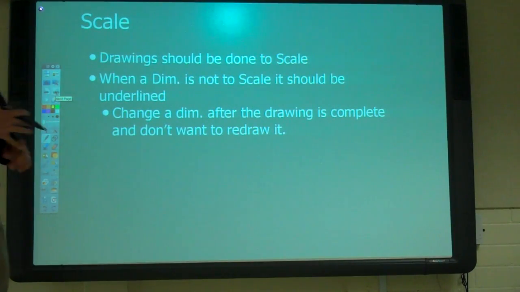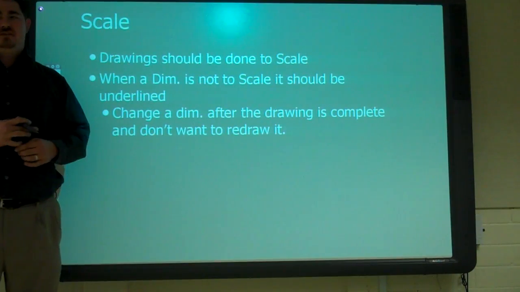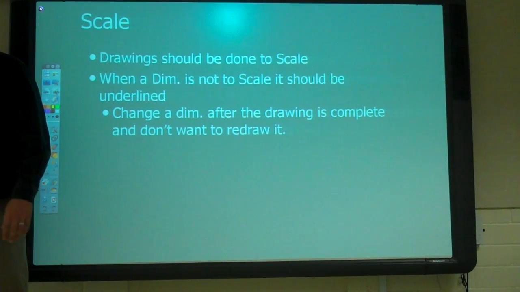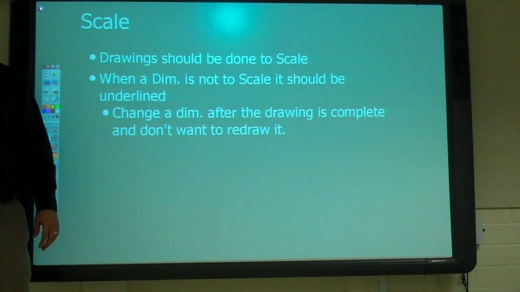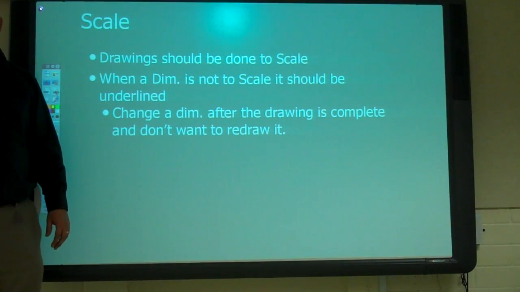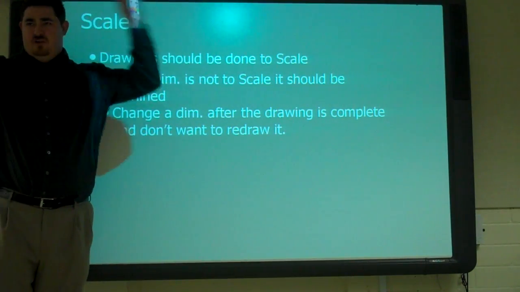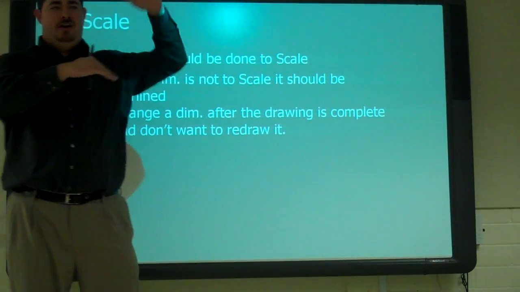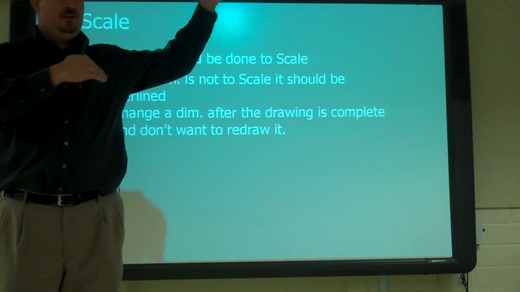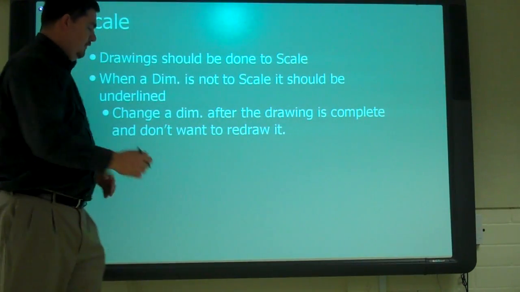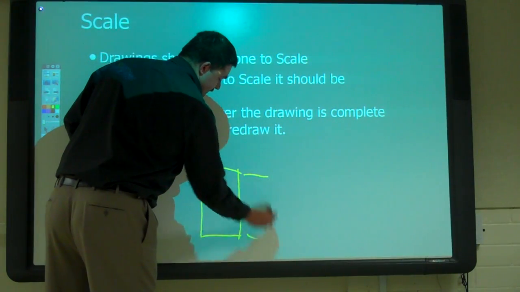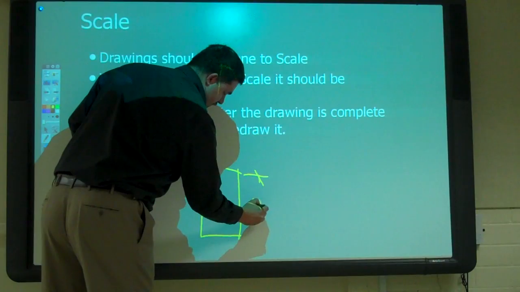So we've already talked about drawings being done to scale. If you've changed a dimension and so it's no longer to scale, you put an underline underneath it. So an example would be, like if you're doing red line drawings for a house or something, and one of the walls on the drawing is 20 feet, and then you really may only make it 10 feet. So that wall's here. You had a dimension of 20 feet.